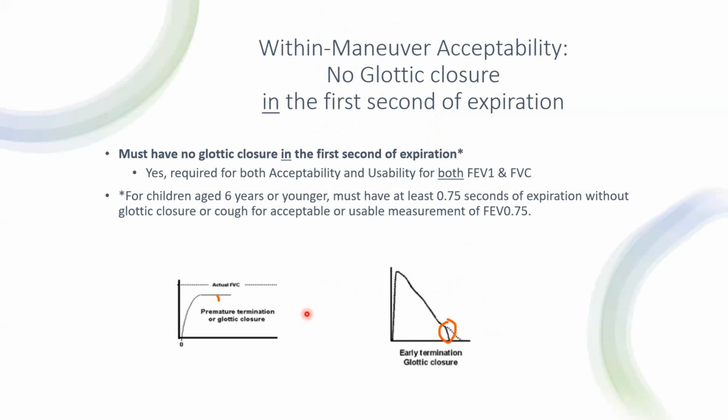Okay. And the deal breaker, of course, is still glottic closure. You do not want glottic closure in the first second in order to have that for both FEV1 and FVC. Children is not a second, it's a 0.75 seconds. You can see glottic closure on the volume time graph if it goes flat without coming to a plateau gradually, or it's a little easier to see on the flow volume where it suddenly drops down.